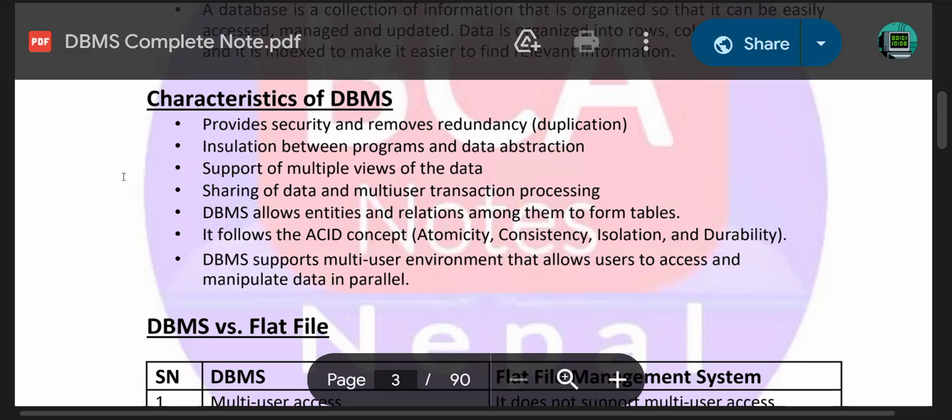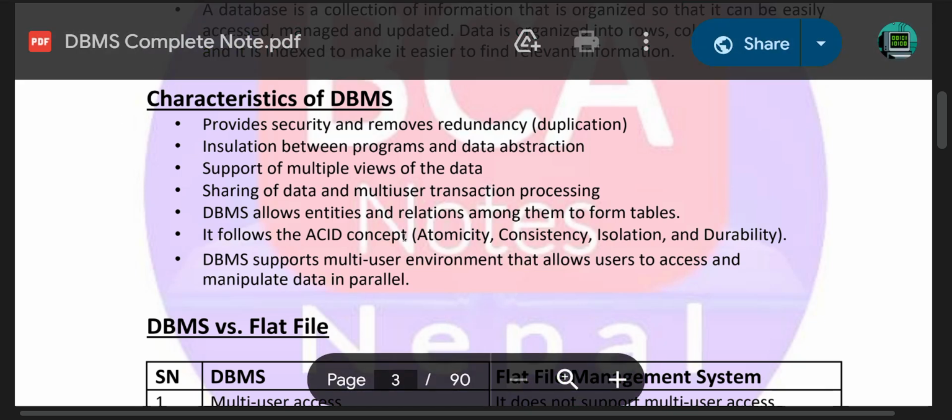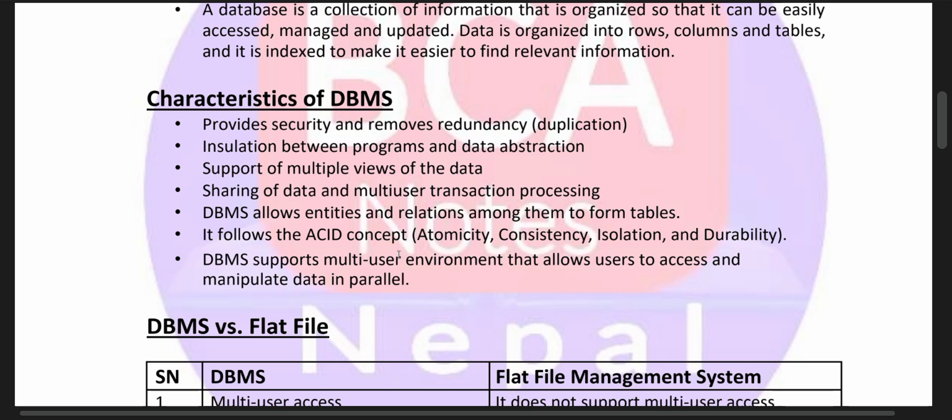Characteristics of a DBMS: it provides security and removes redundancy, insulation between the program and the data, abstraction, support for multiple views, data sharing, and multiple user transaction processing. A DBMS allows the utility and the relations among them to form tables. It follows the ACID concept: atomicity, consistency, isolation, and durability. The DBMS supports a multi-user environment that allows users to access and manipulate the data in parallel.